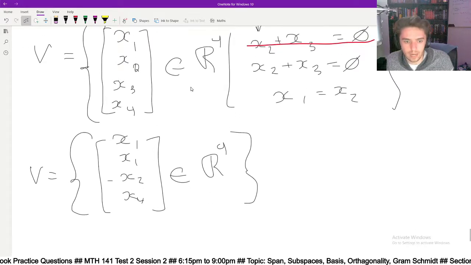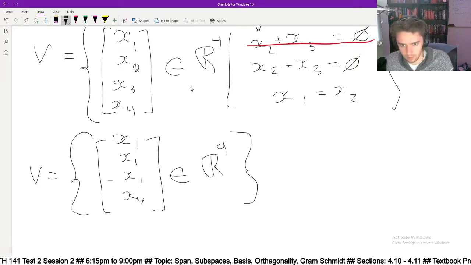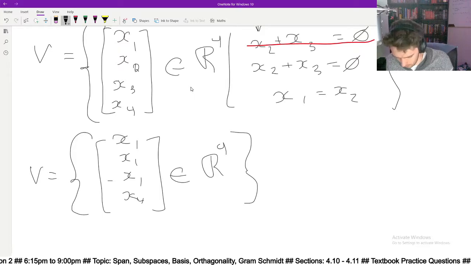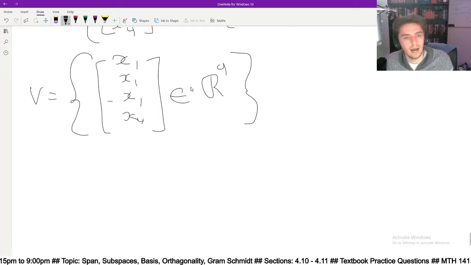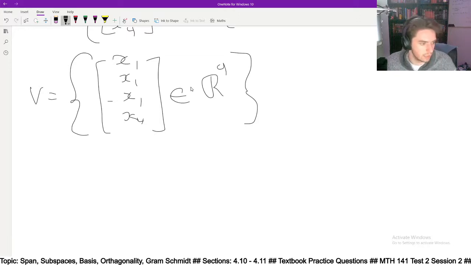And we can write x2 as just x1, because x2 equals x1. Right? x2 equals x1. Yep, that's good. And so now what we can do... Oh, there's another problem, I guess.